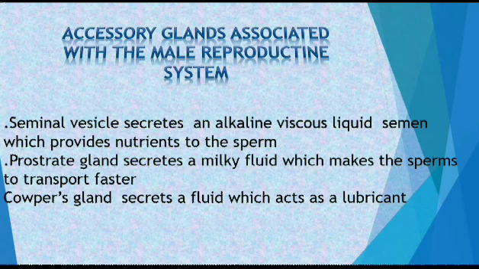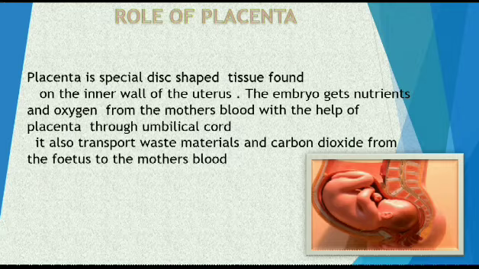Now come to the next one. Accessory glands associated with the male reproductive system, there are many, that I already told: seminal vesicle and prostate gland. Cowper's gland is also there. The seminal vesicle gives nutrition to the sperm, and the prostate gland helps to make the path smoother for the sperm. Cowper's gland secretes some lubricant, which also gives nutrition to the sperm.